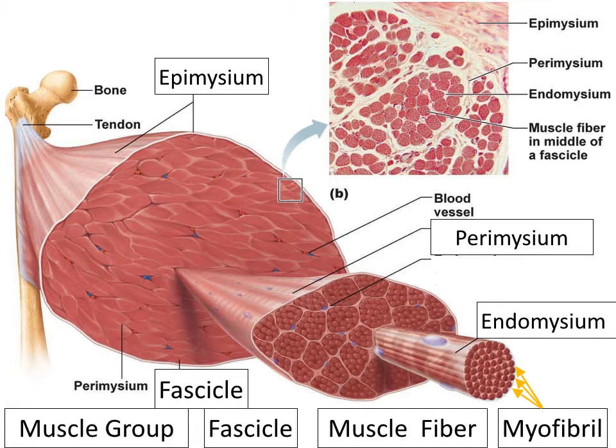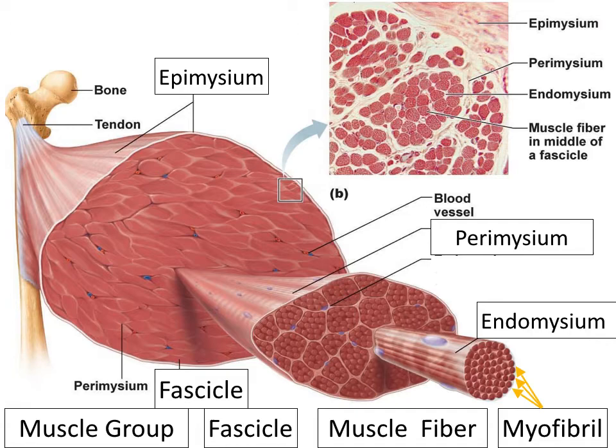What is the muscle fiber wrapped by? What type of connective tissue? It's wrapped by endomysium. So we have muscle group wrapped by epimysium, or we can say superficial fascia. We have a fascicle that's wrapped by perimysium, or we can say deep fascia. And we have a muscle fiber that's wrapped by endomysium, and that's also called deep fascia. All right, so now we're at the third level of organization. The fourth level of organization is called myofibrils. There are several myofibrils inside of a single muscle fiber.